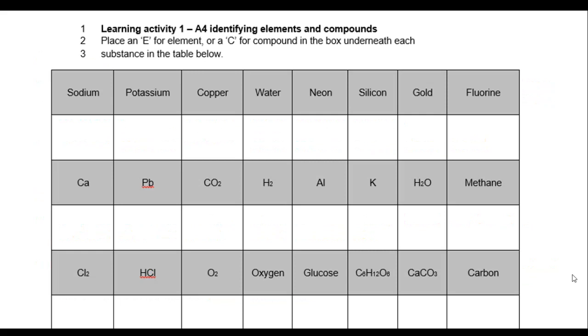So here we have our first learning activity. Use your periodic table to try and see if you can work out which of these are elements and which of these are compounds. Put an E for element and a C for compound. Make sure that you pause the video to give yourself enough time to do it before the answers appear.